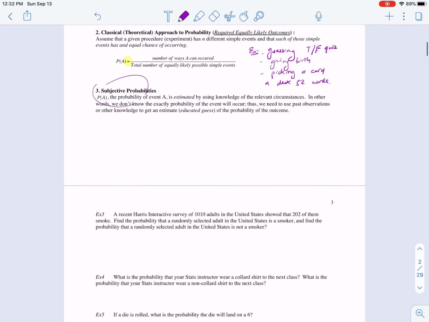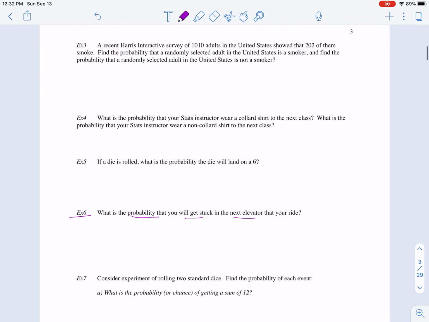Alright, welcome back guys. So in this last video of 4.1, we're just going to do several examples, discussing different ways of calculating the probability of a certain event occurring. We're going to start with example 3.